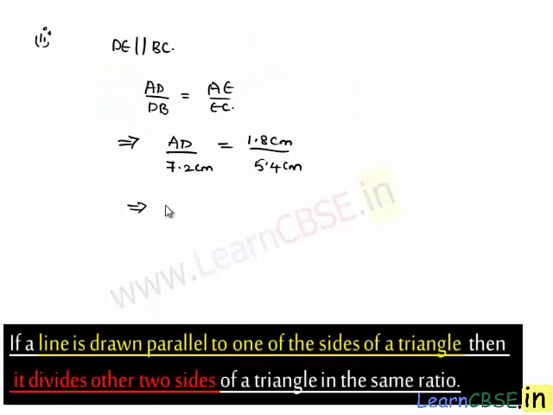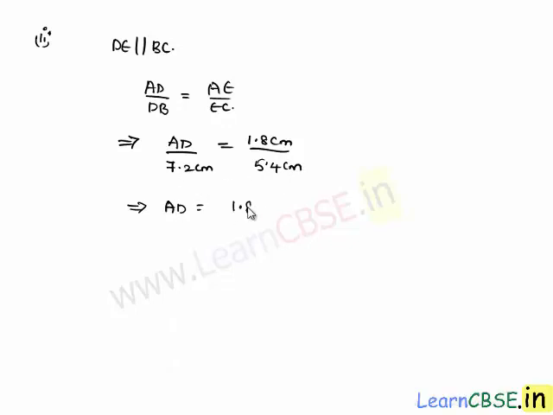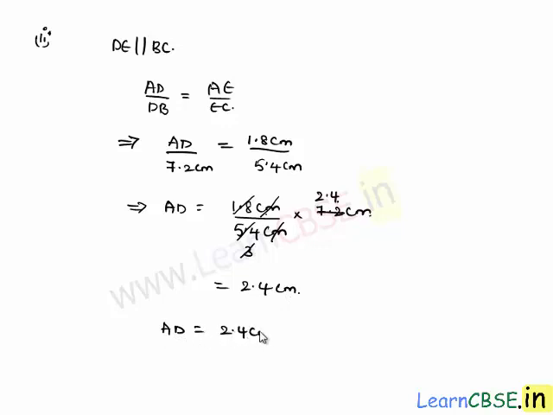That implies AD can be obtained by transposing 7.2 centimeters to the right hand side, that is 1.8 centimeters by 5.4 centimeters into 7.2 centimeters. Here centimeter is common in the numerator and denominator and it will be cancelled, and 1.8 goes in 5.4 three times, and 3 goes in 7.2 2.4 times, which is equal to 2.4 centimeters. And finally we got the value of AD as 2.4 centimeters.